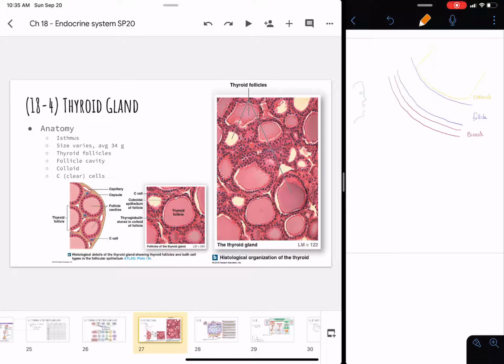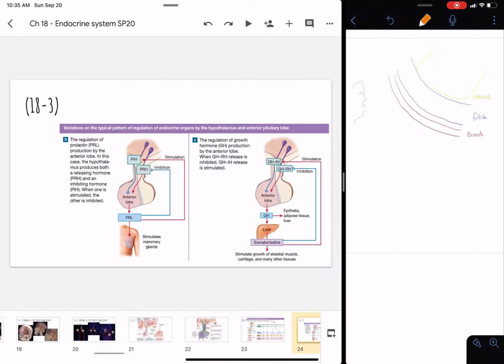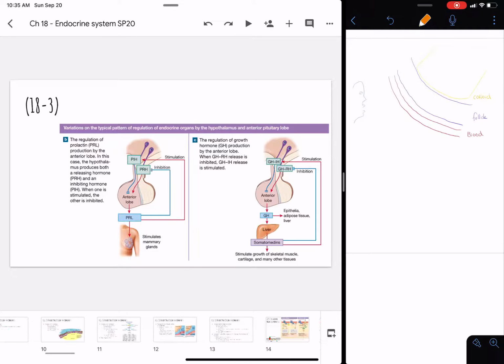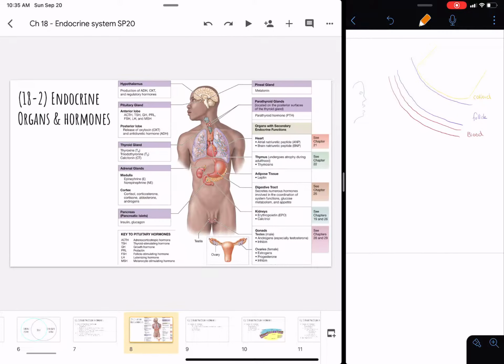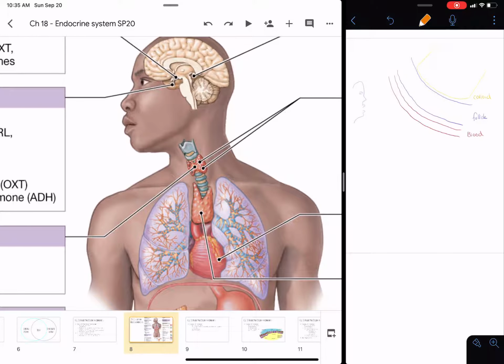So first, starting with the anatomy, we have a thyroid gland, and it sits just anterior to your trachea. Let's see right here. Yep, this is a nice picture of it. Here in the cervical region, we can see the thyroid gland sitting right inferior to the thyroid cartilage, right inferior to the hyoid bone, and just anterior to the trachea. It looks like a butterfly structure.